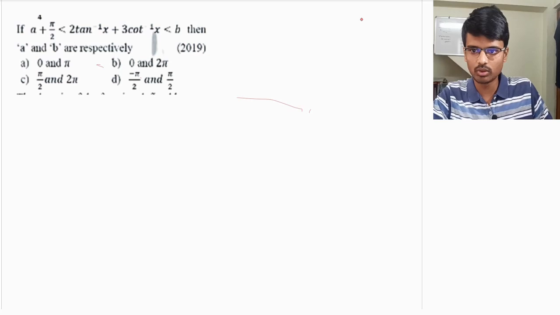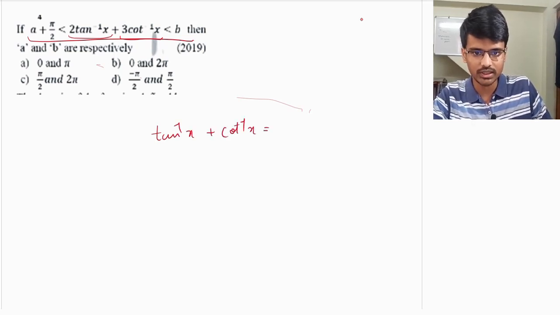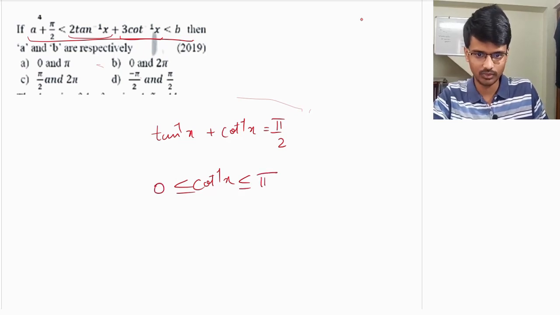This is similar to what we did in our previous question. Instead of sine and cos, they have given us 2 tan inverse of x plus 3 cot inverse of x. So here I'll give you a hint to solve this. We need to use this property, tan inverse of x plus cot inverse of x equal to pi by 2, and we need to know the range of cot inverse of x. What is the range of cot inverse of x? It is 0 to pi. Using this, you can solve this question.